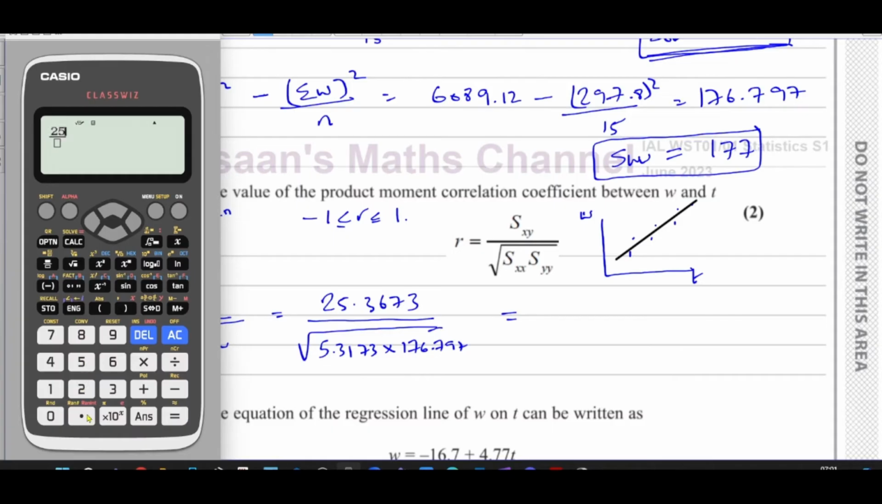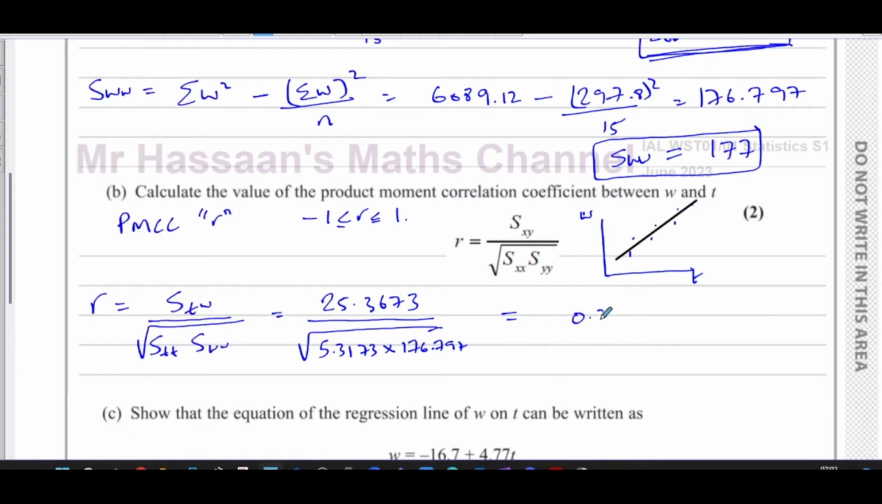So we have 25.3673 divided by the square root of 5.3173 times 176.797. And that will give us the value of R, which is 0.82735. So we can say R is equal to 0.827 to 3SF. They didn't say otherwise, so we write it to 3SF.